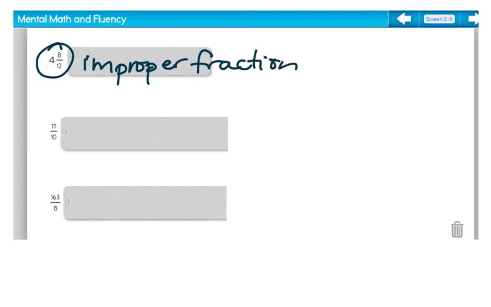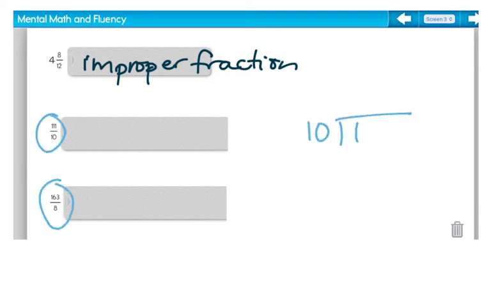I would like you to take these fractions and change them if they are a mixed number, like number 1. I want you to change this to an improper fraction. Remember, an improper fraction was where the numerator or the top number is larger than the denominator. If they are improper, you're going to figure out how many tens are in 111 and write the answer as a mixed number.